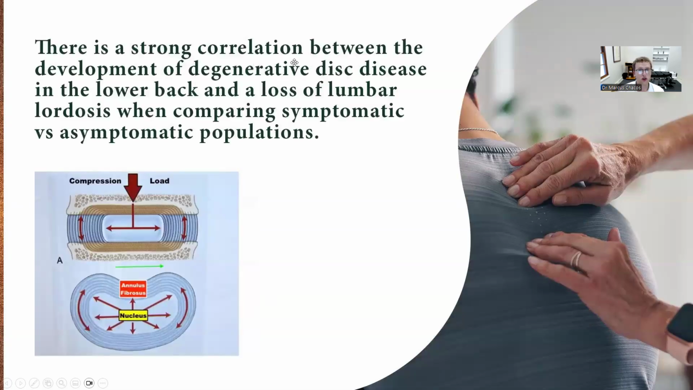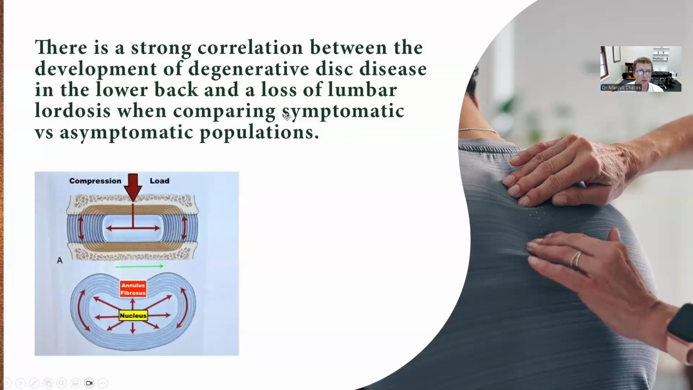There is a strong correlation between the development of degenerative disc disease in the lower back and a loss of lumbar lordosis when comparing symptomatic and asymptomatic populations. What this means is that when we have a change in the curve in the lumbar spine, or we see flattening of the lumbar spine, there is an increased risk and chance of development of degenerative disc disease. So changes in degeneration and arthritis through the lower back, when compared to people who experience lower back pain versus people who don't.